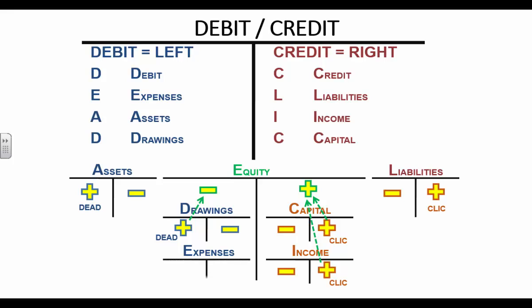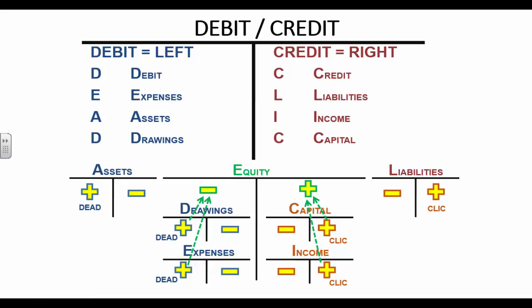Expenses also fall under DEAD. Think about this. The more your expenses are, the less there is for the owner. So more drawings and expenses means more money being taken out of the business, which then decreases the owner's equity or the owner's wealth. If you can't remember that, just stick with credits under equity will increase equity, debits under equity will decrease equity. So if you've got bad things, debit equity. If you've got good things, credit equity.